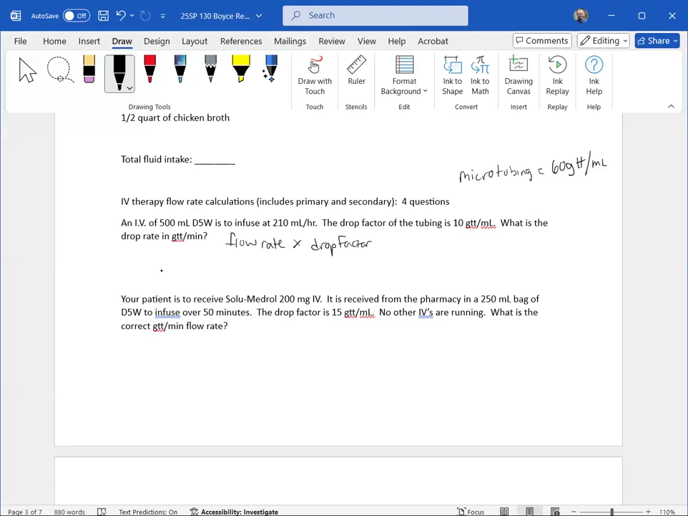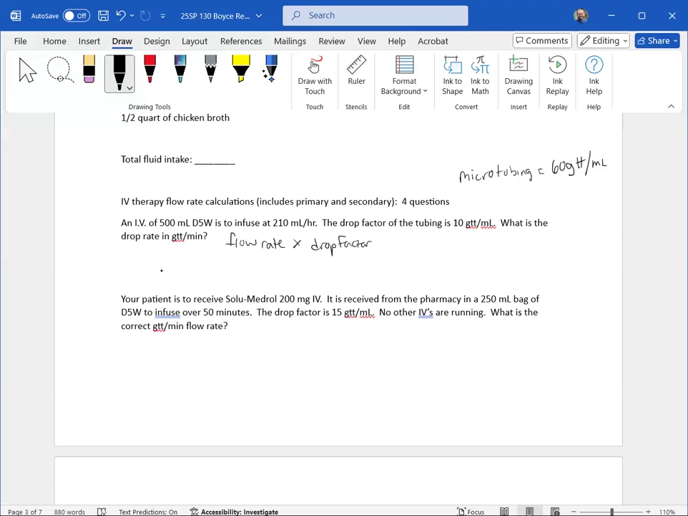All right. But microtubing is 60 drops per milliliter. I don't know that I've ever seen an example where they didn't give you that. Maybe on ATI you'll see that, and then now you know, oh, okay, they want me to use 60 drops per milliliter. So if they ever ask you to calculate the infusion rate and they give you a tubing drop factor, then they're probably looking for the drop rate.